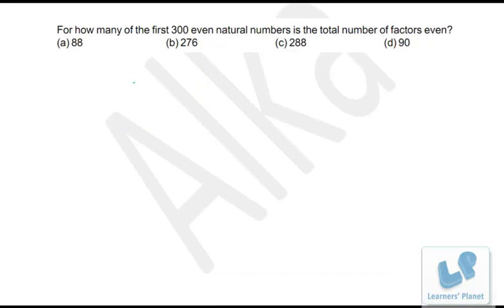Now, for how many of the first 300 even natural numbers is the total number of factors even? Friends, I have discussed this concept various times with you. The numbers which are perfect squares will have the total number of factors in odd number. Say 4, 9, 16. All of these numbers will be having the factors in odd numbers, and the numbers which are not perfect squares, they will be having the factors in even number. Maybe you can take 5, 10, 15, 20, right? The other numbers also, right?